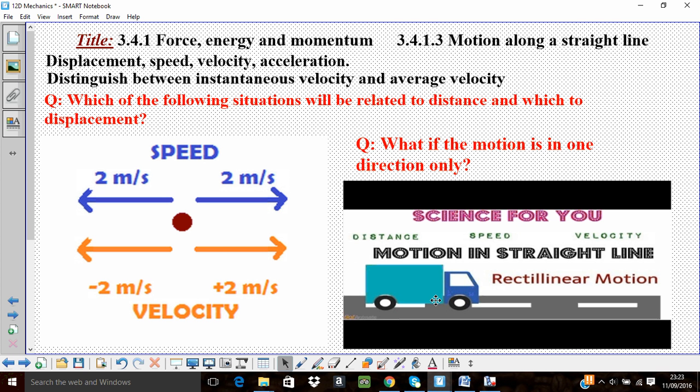In this situation, because you're always going in the same direction and never change direction, speed and velocity are the same thing, because distance equals displacement. If the lorry starts at this point and stops at the end of the dashed line, the lorry would have moved, let's say, 10 meters, which is distance in a straight line, and it also means displacement.